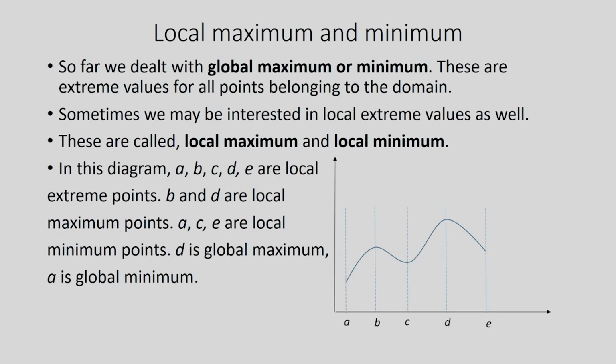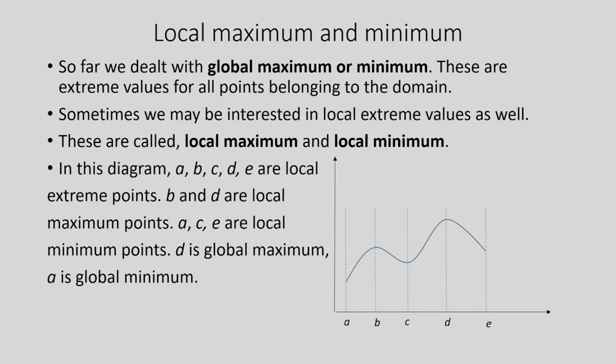Okay, now we talk about something else. So far we dealt with global maximum and global minimum. Now we are going to talk about local maximum and local minimum. In global maximum and global minimum, these are extreme values for all points belonging to the domain. So, you have a domain on which there could be a maximum and a minimum. Those are called global maximum and global minimum. But sometimes we may be interested in local extreme values as well, and these are called local maximum and local minimum.